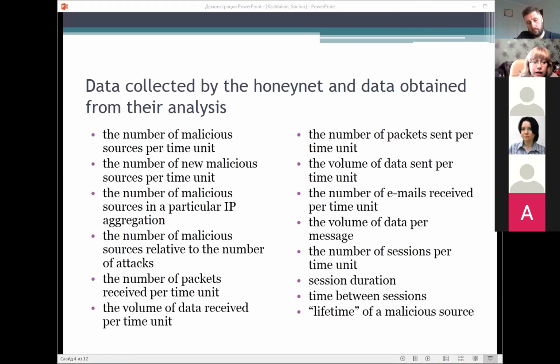The first step involves extracting features that represent the relevant characteristics of malicious actions from the data. Data collected by the honeynet and data obtained from their analysis include characteristics like the number of malicious sources per time unit, the number of packets received per time unit, the volume of data received per time unit, etc. Clustering data changed over time is complicated due to the opacity of the similarity measure and implicit nature of the relationship between time series. So, time series transformation into a feature space suitable for correct clustering is required.